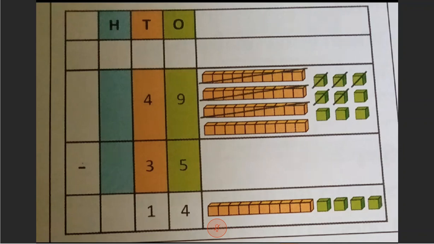49. So how will you do it? 49 minus 35 is equal to 14. Answer. Clear, children? So the answer is equal to 14. So 14 boxes are there.